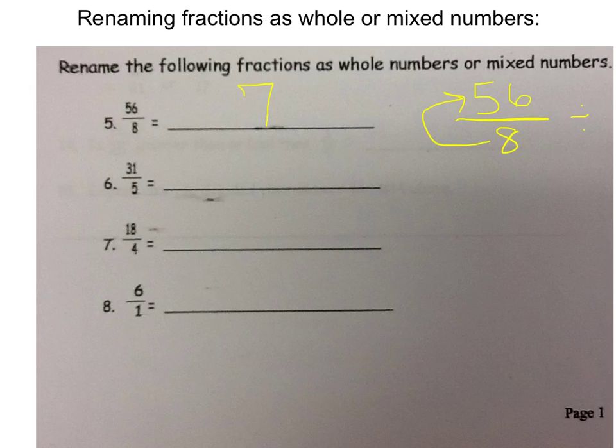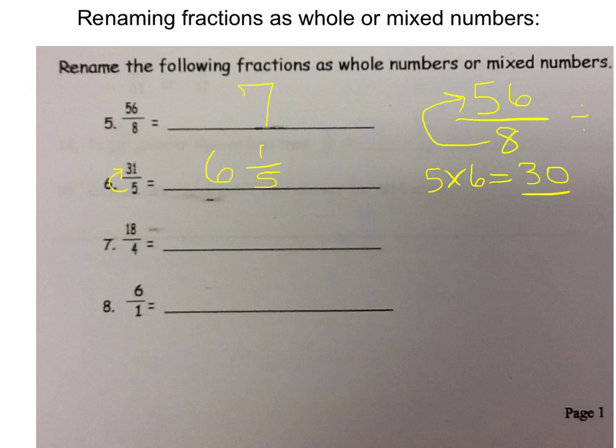For number 6, I need to determine how many times does 5 evenly fit into the number 31. I know that 5 times 6 equals 30. If I multiply 5 6 times and I get 30, that means from 31 I would have 1 left over, and my fraction is over 5. So I can rename 31/5 as 6 1/5.